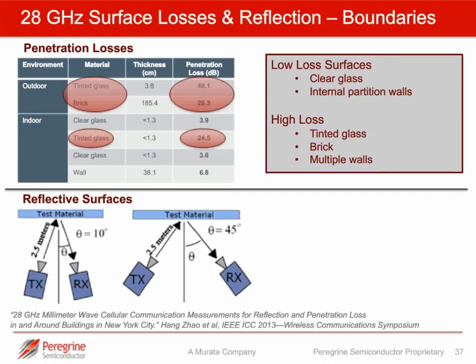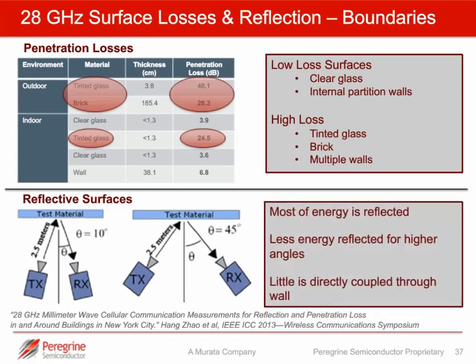The second part of the study is looking at reflective surfaces. So imagine you are inside a building and you are transmitting a signal, and what this study is showing is that most of the energy is reflected. So this is consistent with what we said above. There's high loss if you transmit towards a surface. Less energy is reflected from higher angles. So as we get to higher angles, we see less signal continuing on, and little is coupled directly through the wall.